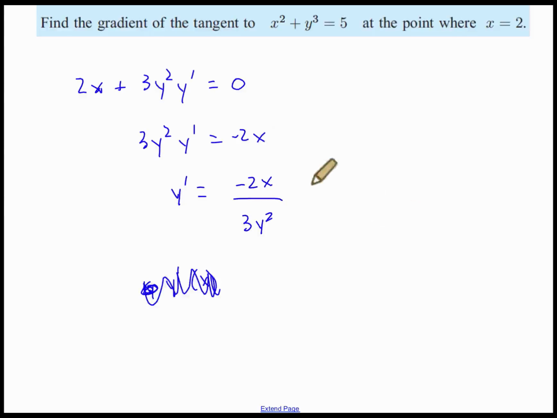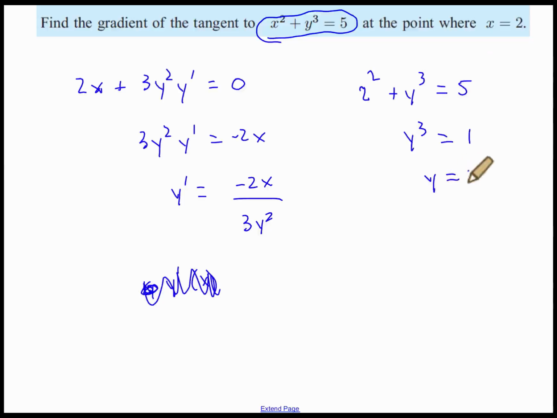All right, so now I need to find the gradient or the slope. And they give me x, but they don't give me y. Well, the gradient of the tangent is on this curve. That's the whole reason we're doing it. So if I know x, I can solve for y by substituting in here. 2 squared, sorry about that, plus y cubed is equal to 5. So y cubed is going to be equal to 5 minus 4, or 1. So y is equal to 1.